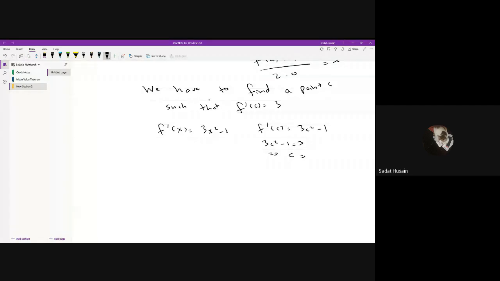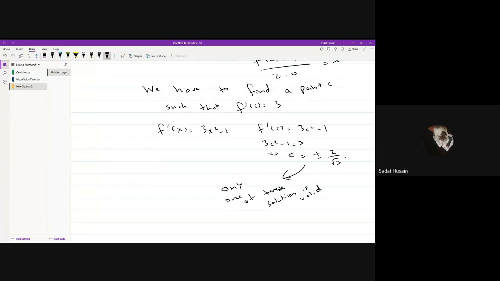Okay, but only one of these solutions is valid. Which one of these solutions is valid? Is it the plus one or the minus one? We'll take the one that is in the given range. No, we'll take the positive one.